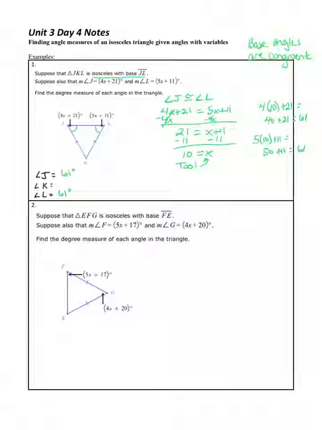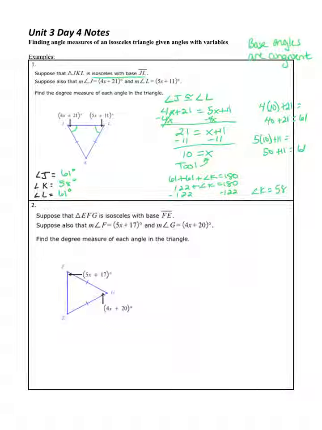And how do we find angle K? Well, when we add them all together, they add up to be 180, right? So you could do it 61 plus 61 plus angle K equals 180. 122 plus angle K equals 180. Subtract 122 from both sides, and you get angle K equals 58.